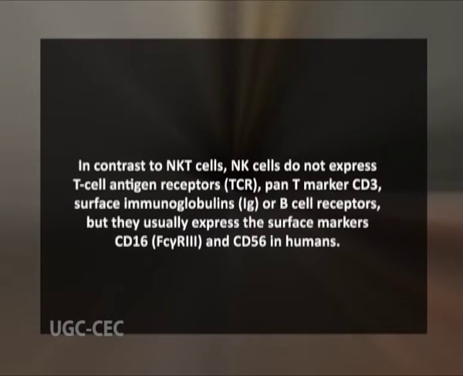Natural killer cells differ from natural killer T cells phenotypically by origin and by respective effector functions. Often, natural killer T cell activity promotes natural killer cell activity by secreting interferon gamma. In contrast to natural killer T cells, natural killer cells do not express T cell antigen receptors, pan-T cell markers, CD3, surface immunoglobulin or B cell receptors, but they usually express surface markers like CD16 and CD56 in humans.